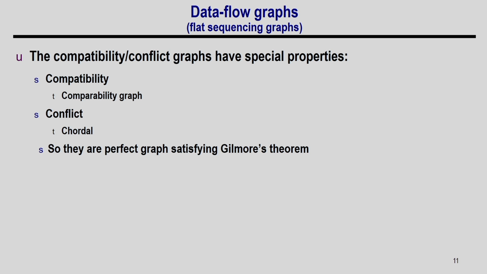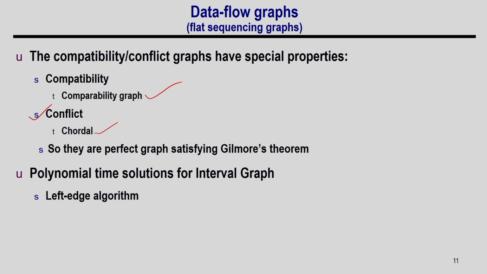Specifically, if we construct the conflict graph for a particular basic block, then that graph will be a chordal graph, and its compatibility graph, which is the complement graph of the conflict graph, is a comparability graph. That means, if we try to solve the problem of resource allocation and binding for a specific basic block, I can solve it easily, and we have discussed that we can apply this left edge algorithm to solve this problem. So, we are going to discuss this left edge algorithm in this class in detail.